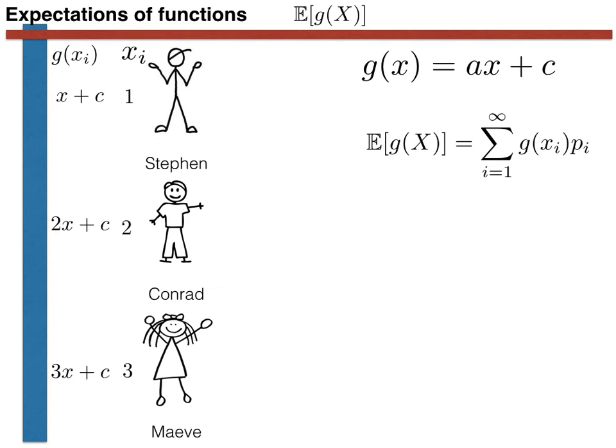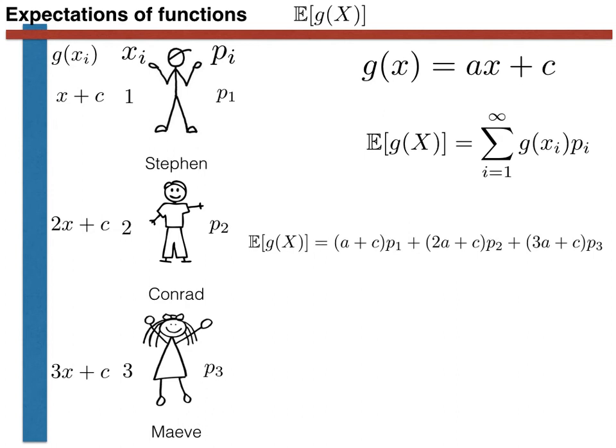We now have that xi is 1 for Stephen, 2 for Conrad, and 3 for Maeve. G of xi, meanwhile, is a plus c for Stephen, 2a plus c for Conrad, and 3a plus c for Maeve. Now, remembering that the probabilities of picking Stephen, Conrad, and Maeve are P1, P2, and P3 respectively, we can obtain the final expectation of g of x as a plus c multiplied by P1 plus 2a plus c multiplied by P2 plus 3a plus c multiplied by P3.